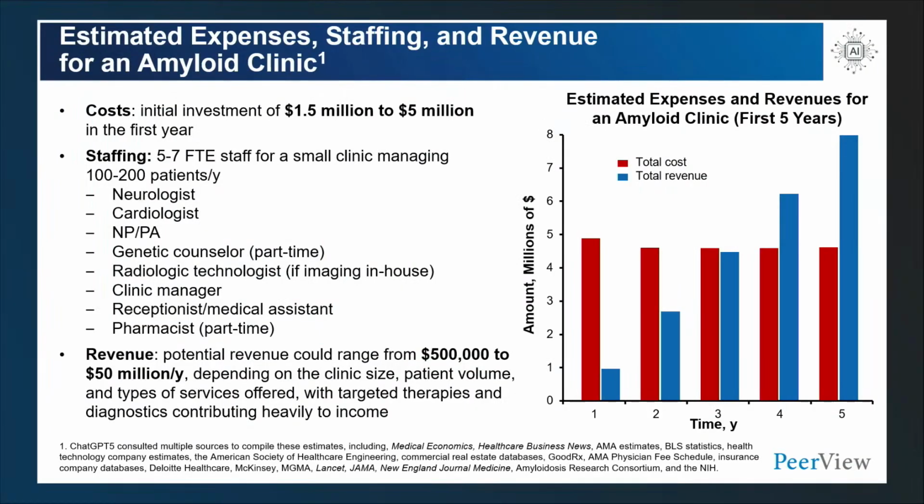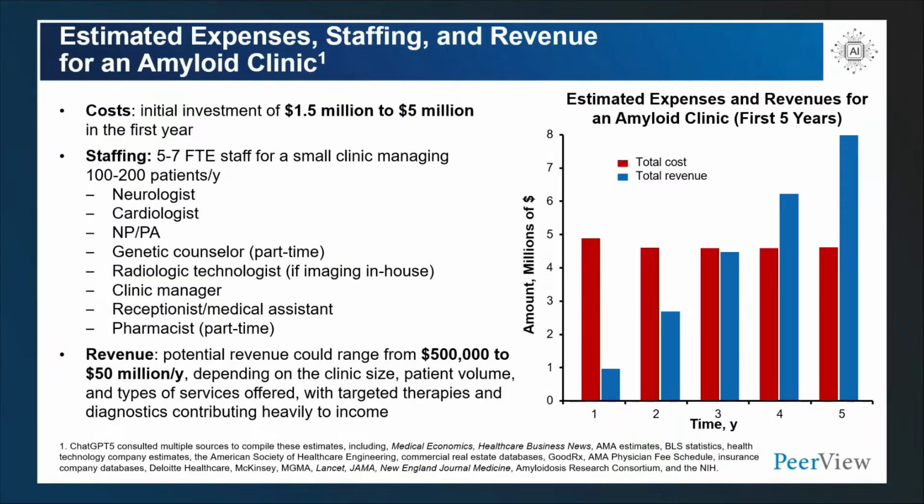Estimated expenses, so this is quite interesting. This is a ChatGPT-5 assessment looking at all of the various journals on the bottom to tell us about the expected expenses and revenue of an amyloid clinic in the first 5 years.